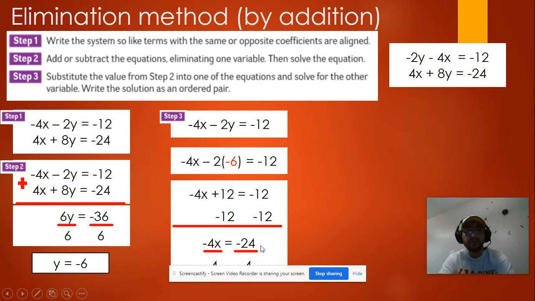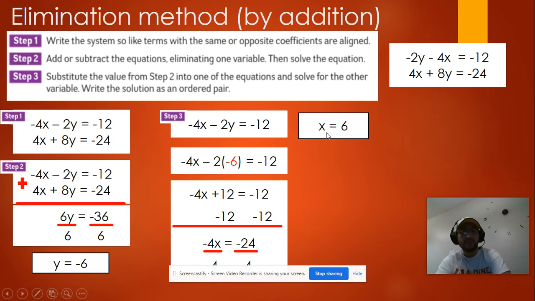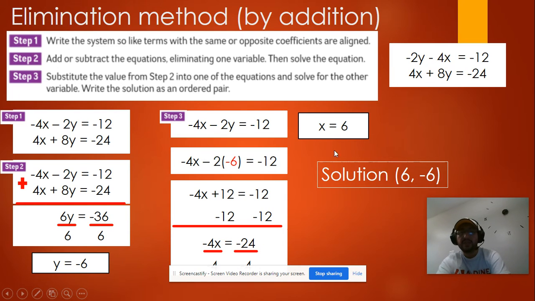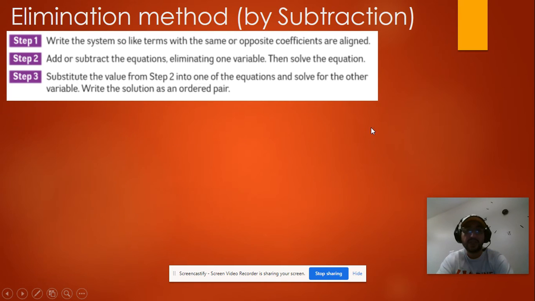Negative 4x equals negative 24. Divide by negative 4 on both sides. My other part of the solution will be x equals 6. So my solution when I write it as an ordered pair will be 6 comma negative 6. Always the x first in the ordered pair. Okay. Now let's see another example using subtraction.